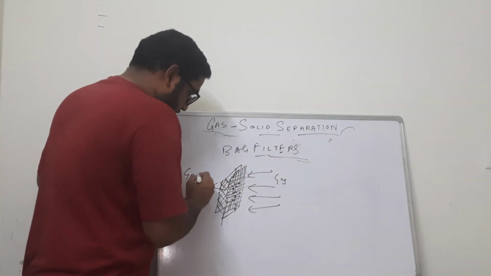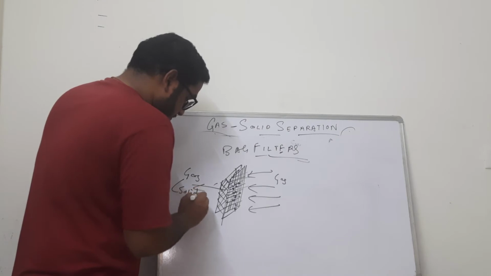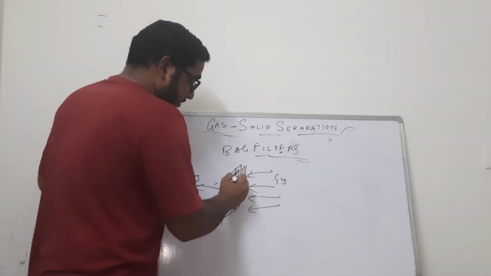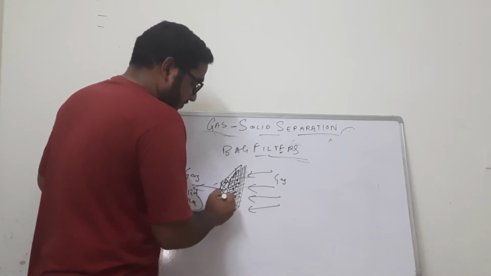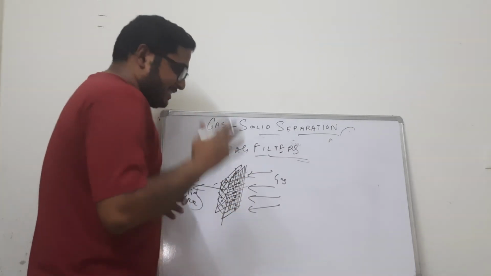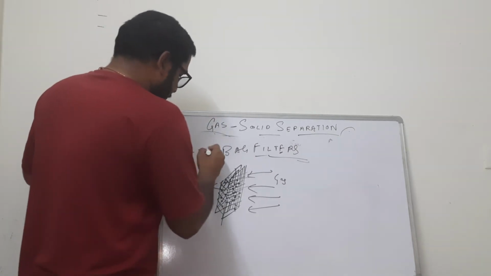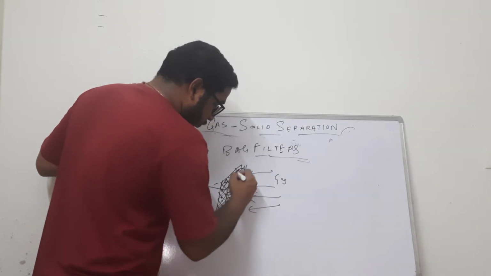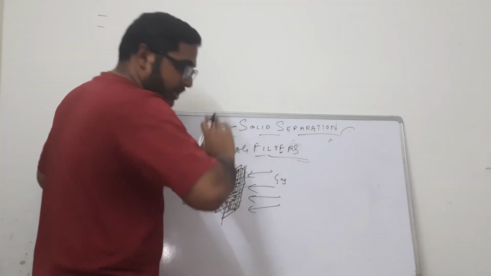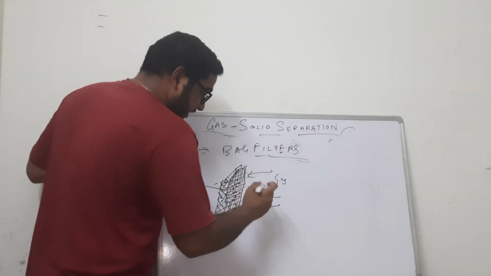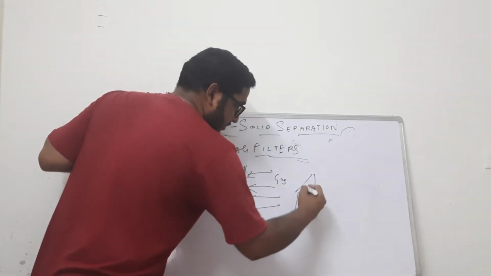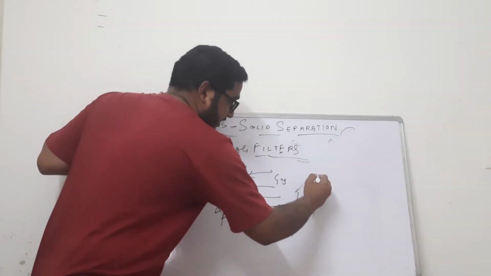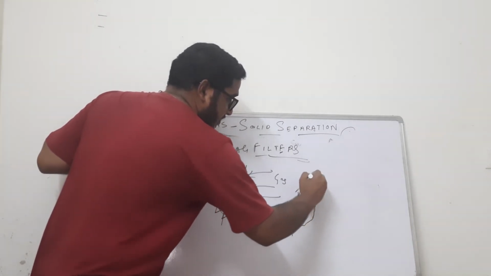The gas, solid free, passes out, and the solids get deposited on the bags or on the filter cloth itself. Now, as time increases, the thickness of the solid layer over the bag increases. Supposedly this is my bag and this is my solid layer. So it keeps on becoming denser and denser, and the thickness of the layer over the bag itself increases.